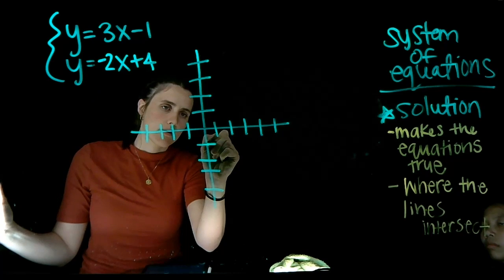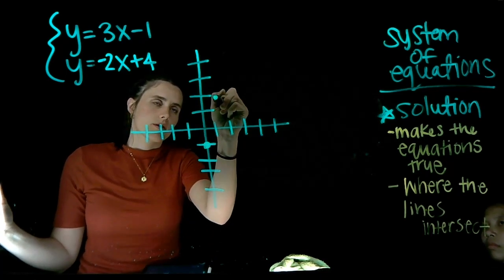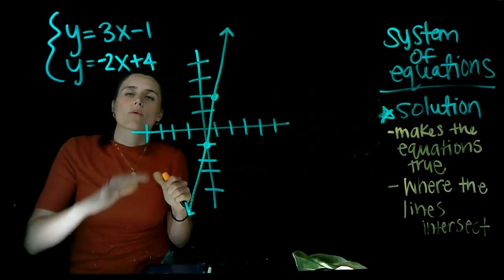So I'm going to put a point at -1 and I'm going to go up 3, 1, 2, 3 over 1, put a point there. And so now that I have 2 points, I can connect them. Now we're going to try graphing this one.